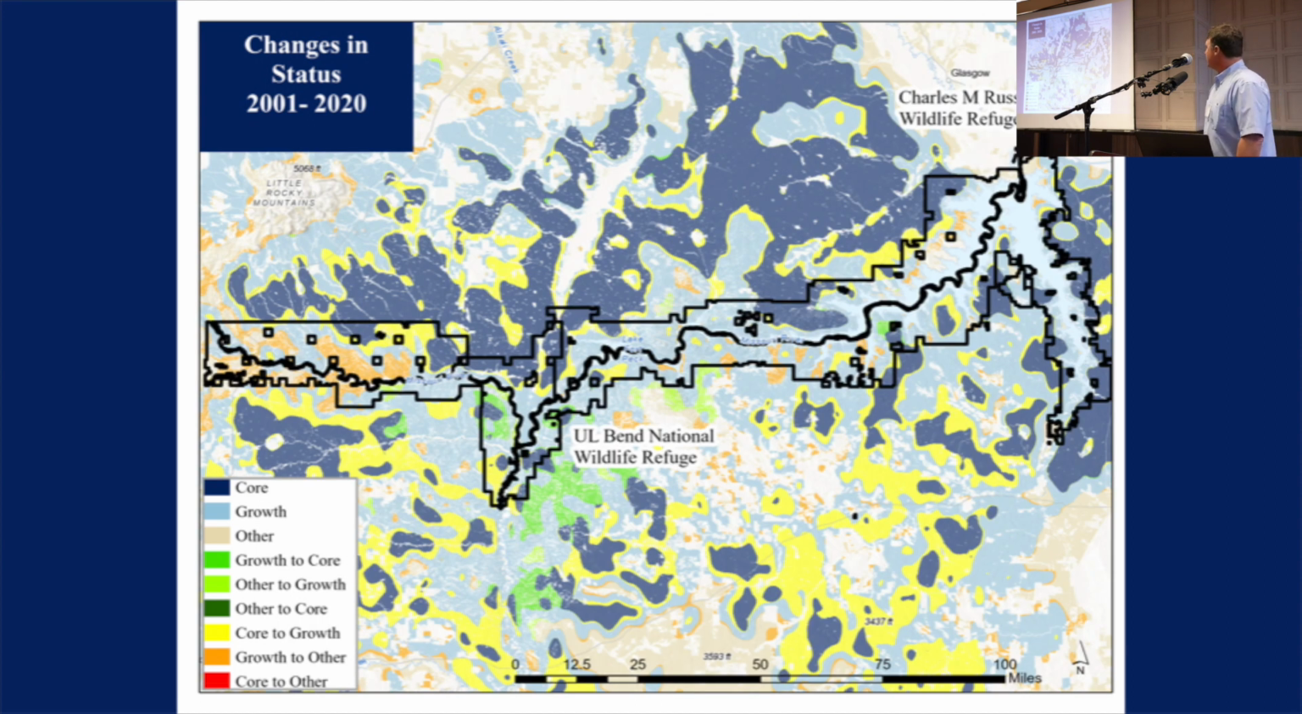Second example, this is Charles M. Russell National Wildlife Refuge and UL Bend National Wildlife Refuge in north central Montana. The refuge sort of spans the Missouri River. Again, not as much change as we saw in the previous slide, but still some core areas that have transitioned to growth. But this anchors a huge amount of core area going to the Canadian border. And again, it's part of a BLM restoration landscape.